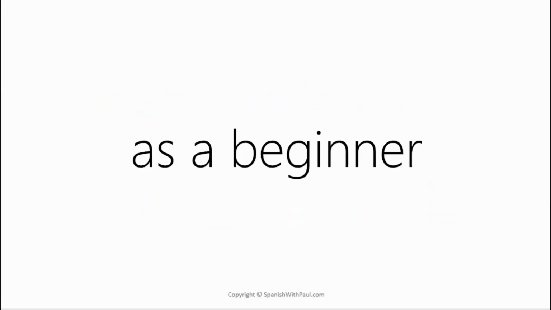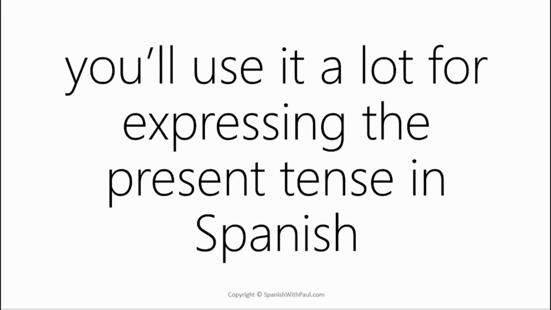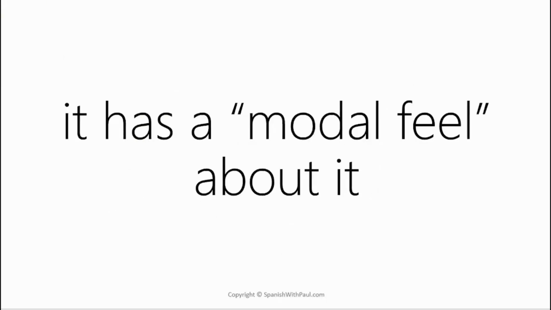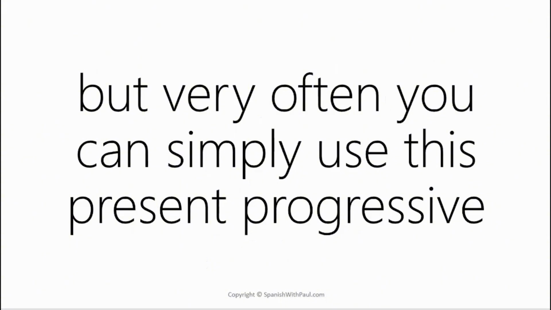Now, as a beginner, you'll find that once you get used to it, the present progressive is actually a lot easier than conjugating into the present tense. And you'll find yourself using this present progressive to express the present tense in Spanish quite a lot, simply because it is a little bit faster and easier to do. It also has that modal feel about it, as we saw at the end of the last lesson. Now, all of this doesn't mean that you'll never need to conjugate in the present tense, but very often you can simply use this present progressive instead of it.